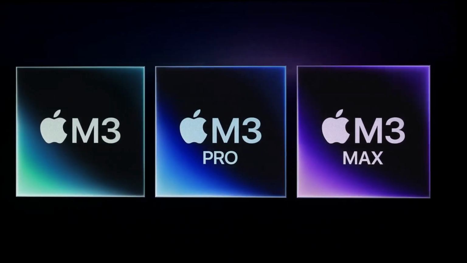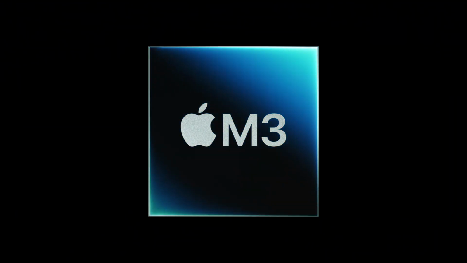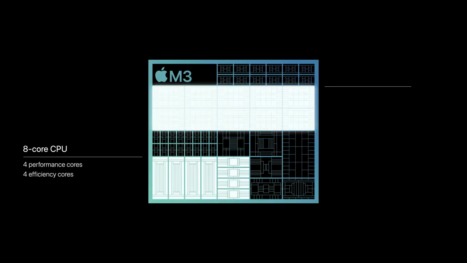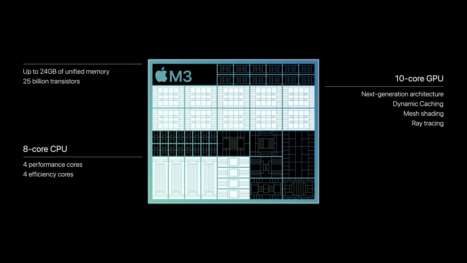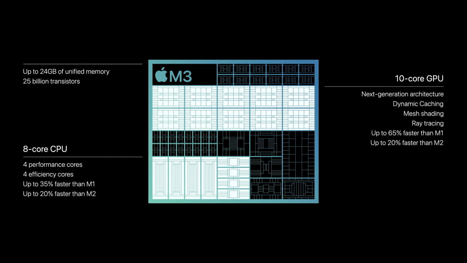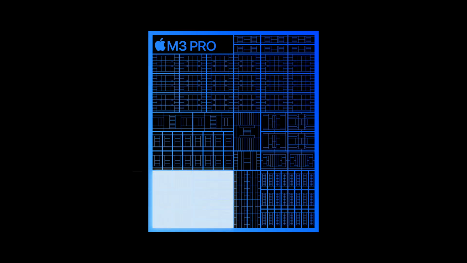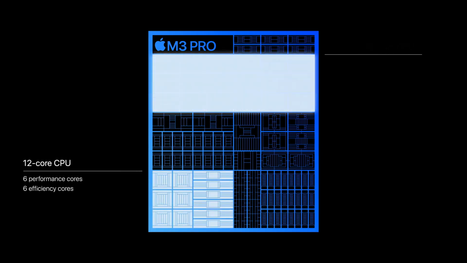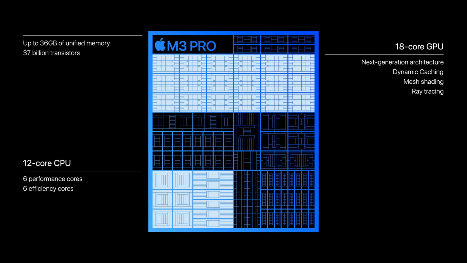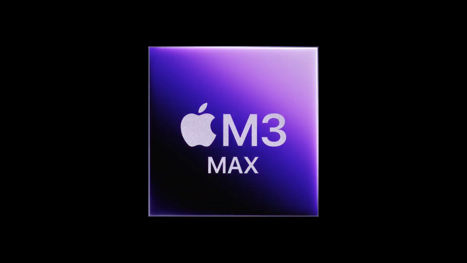So back to the chip, starting with the M3, which features an 8-core CPU, next generation 10-core GPU, 24GB unified memory, and is up to 65% faster than the M1. M3 Pro scales up the design with increased capabilities. It has a 12-core CPU, an 18-core GPU, 36GB of unified memory, and is up to 40% faster than the M1. Finally, M3 Max takes it even further.